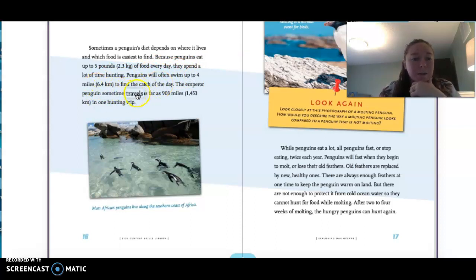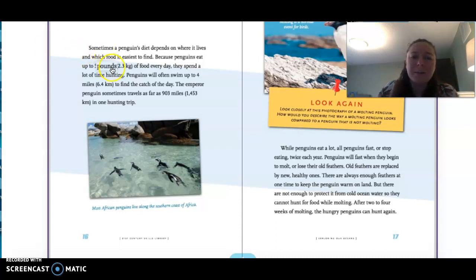The emperor penguin sometimes travels as far as 903 miles in one hunting trip. That is a very far distance. In fact, that's almost as far as if we traveled from New Jersey all the way to Disney in Florida. That's a really far distance, especially to be swimming as a penguin.